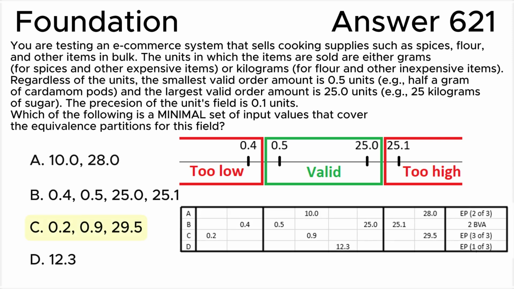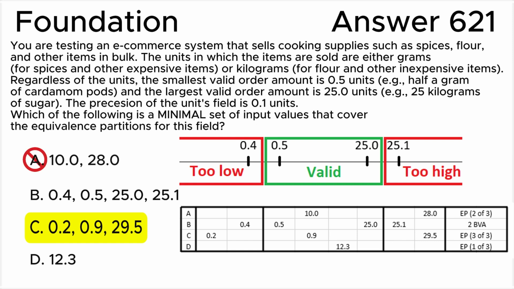Correct answer is C. 0.2 covers invalid partition too low. 0.9 covers valid partition. 29.5 covers invalid partition too high. Each of these three equivalence partitions is covered in this set of tests. All the rest of the answers are wrong.